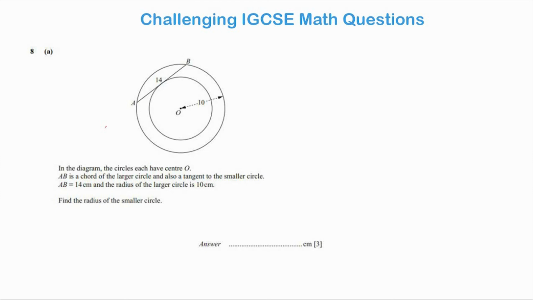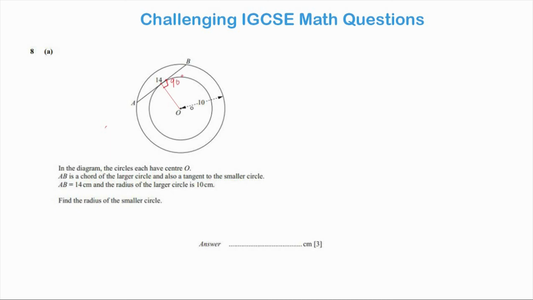Okay, so this is the last question. So here in the diagram, the circles have center O. AB is a chord of the larger circle and also tangent to the smaller circle. AB is equal to 14 centimeters and the radius of the larger circle is 10 centimeters. Find the radius of the smaller circle. So of course, if this is a tangent, if we draw a line from the point of tangency to the center of the circle, this would be 90 degrees.